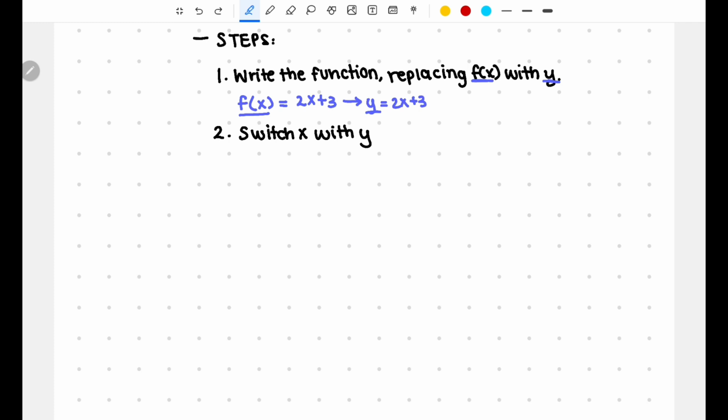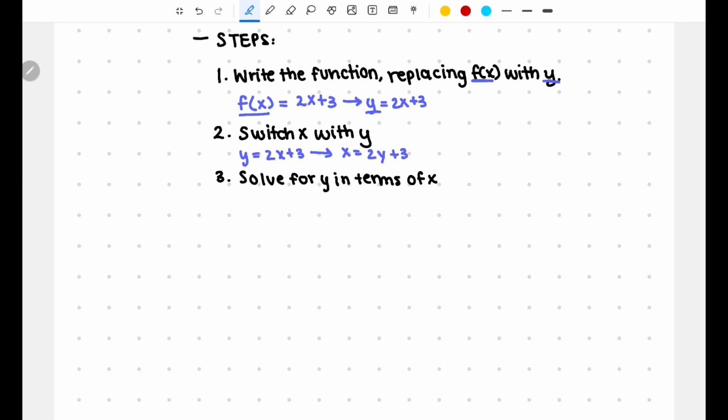Step 2 is to switch x with y. So from the last step, we have y is equal to 2x plus 3. And now we're going to switch x and y. So x is equal to 2y plus 3.